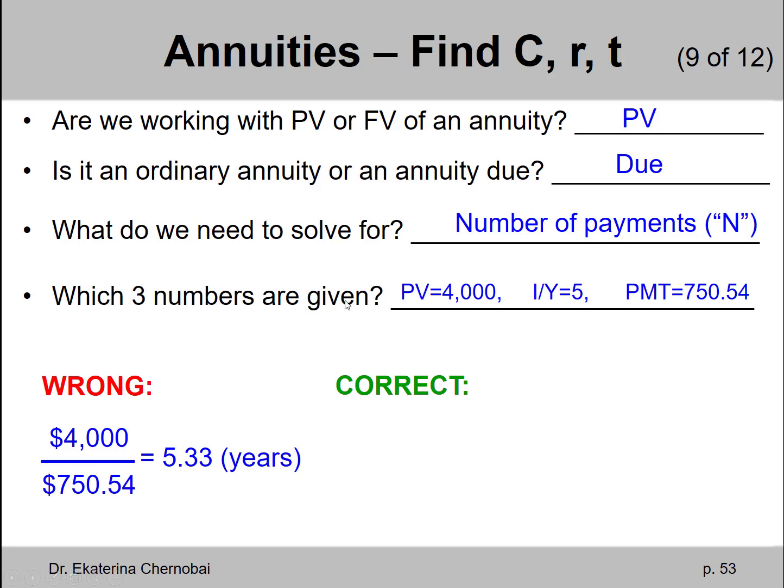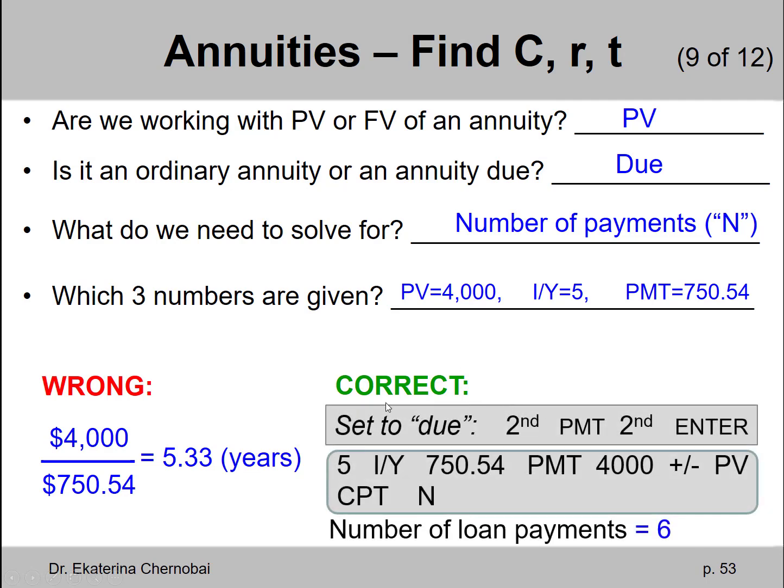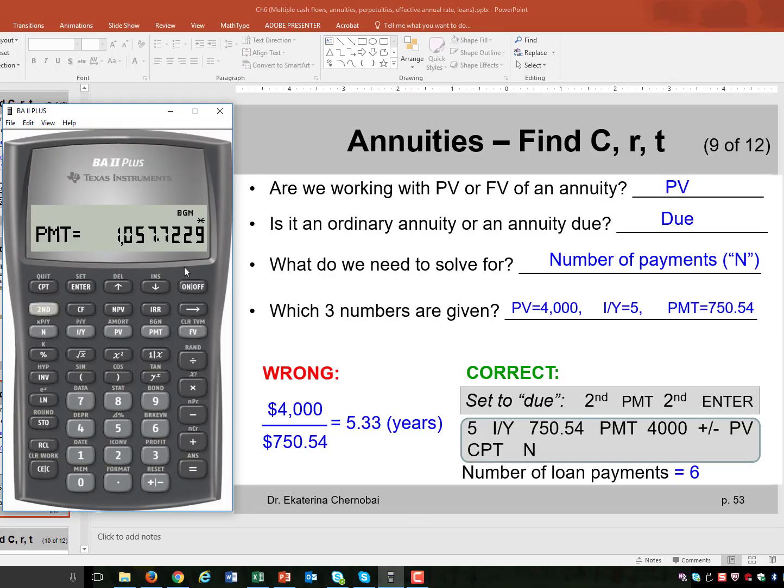And so the correct way of doing it is, first, because it's an annuity due, you press these 4 keys to set your calculator to the annuity due mode. Second, PMT, second, enter. Let's do that. Financial calculator, let's clear everything. Second, plus minus, enter. To set to the annuity due mode, you press these 4 buttons: second, PMT, second, enter. Now the display shows BGN, begin mode.